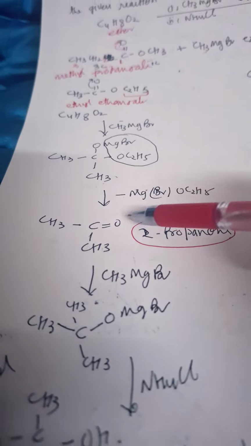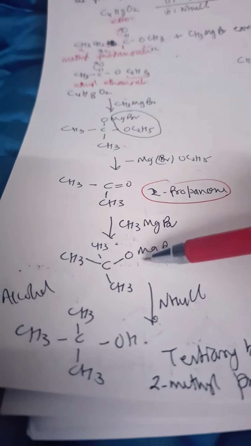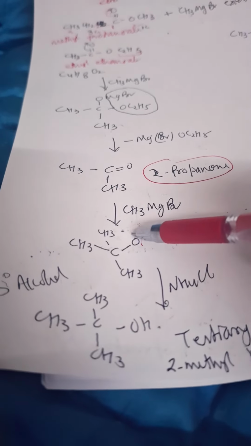In a similar way, CH3MgBr attacks the ester to form the adduct with OMgBr, then MgBrOCH3, here OC2H5, will be lost, and we'll get 2-propanone. 2-propanone reacts with the Grignard reagent, and we'll get the adduct, and then NH4Cl workup. So this will be cleaved here, and H will be coming, and we'll get tertiary butyl alcohol, 2-methylpropan-2-ol.